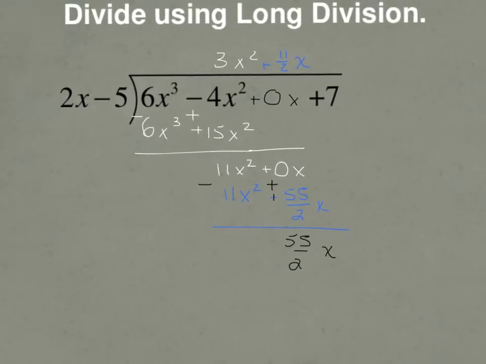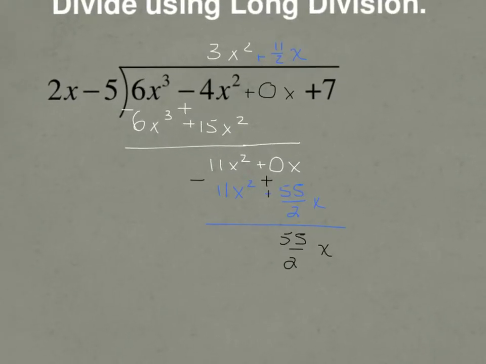Okay, so now we want to go back to the concept over here. 55 over 2x times what? I'm sorry, I said that backwards. 2x times what is 55 over 2x? 55 over 4. And don't forget to bring down that 7, so let's bring that down. Plus 7, and then here I get 55 over 4. So when I distribute 55 over 4 times 2, that's going to be 55 over 2. Right? Everyone agree?